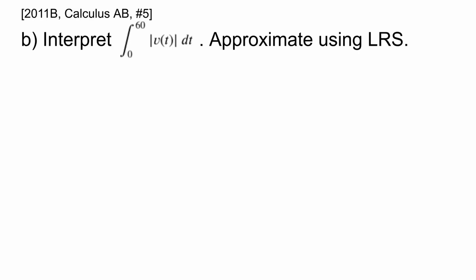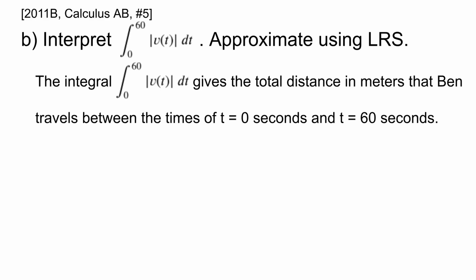In part B of this question, we are asked to interpret the integral from 0 to 60 of the absolute value of v of t dt and to approximate it using the left-hand Riemann sum. First, the integral from 0 to 60 of the absolute value of v of t dt gives the total distance in meters that Ben travels between the times of t equals 0 and t equals 60 seconds.